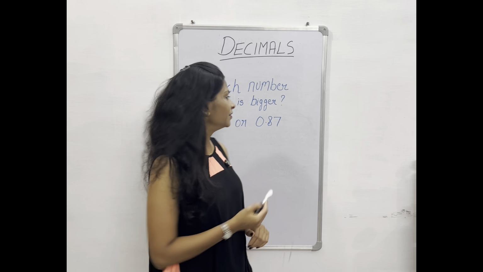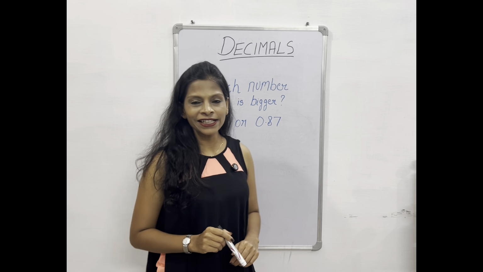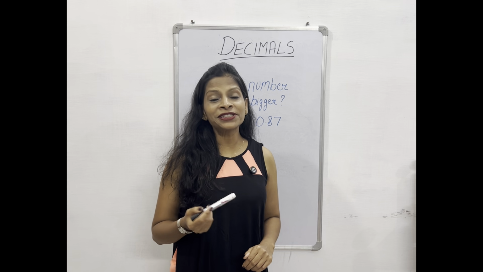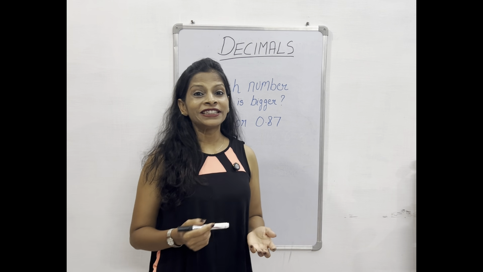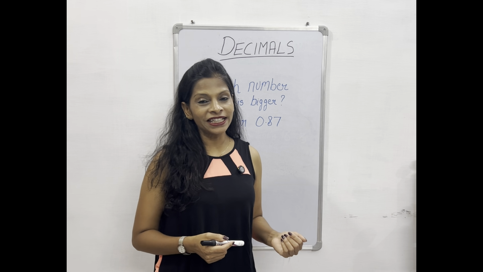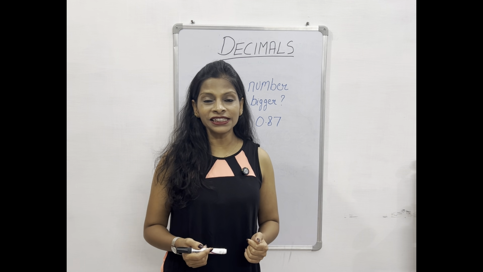Which number is bigger, 0.9 or 0.87? Most students think that 0.87 is bigger because 87 is bigger than 9. But that's not correct. Let's see why and understand how to compare decimals in today's video.